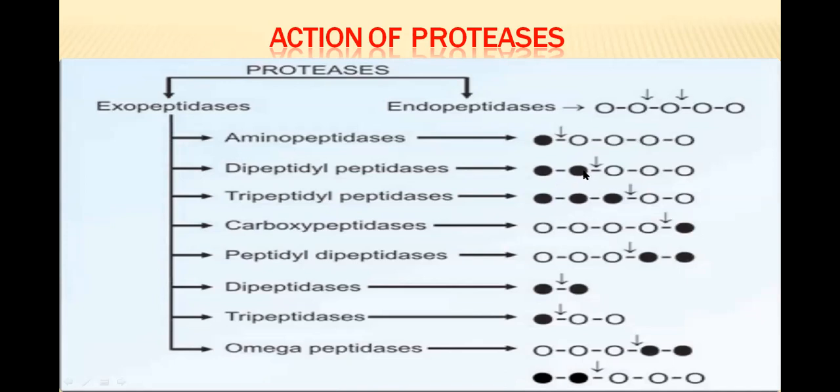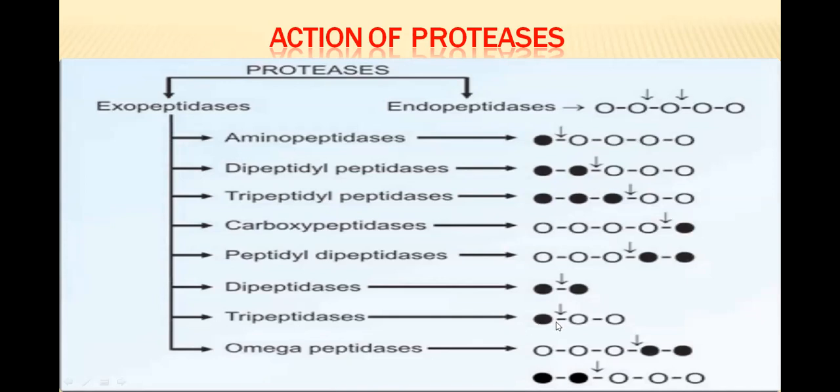they break off two amino acids, that is, dipeptides. And tripeptidyl peptidases break off three pieces from the N-terminal end. And carboxypeptidases break from this carboxy terminal end. And peptidyl dipeptidases break the carboxy terminal end into dipeptides. And dipeptidases act only on dipeptides to give two separate amino acids.